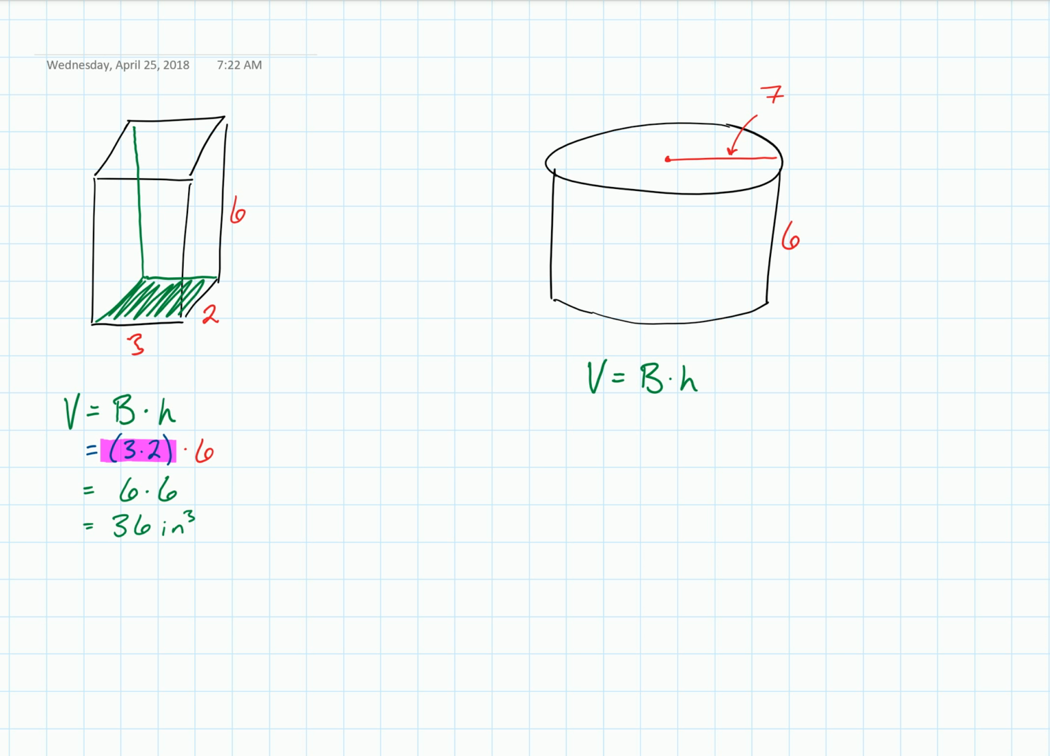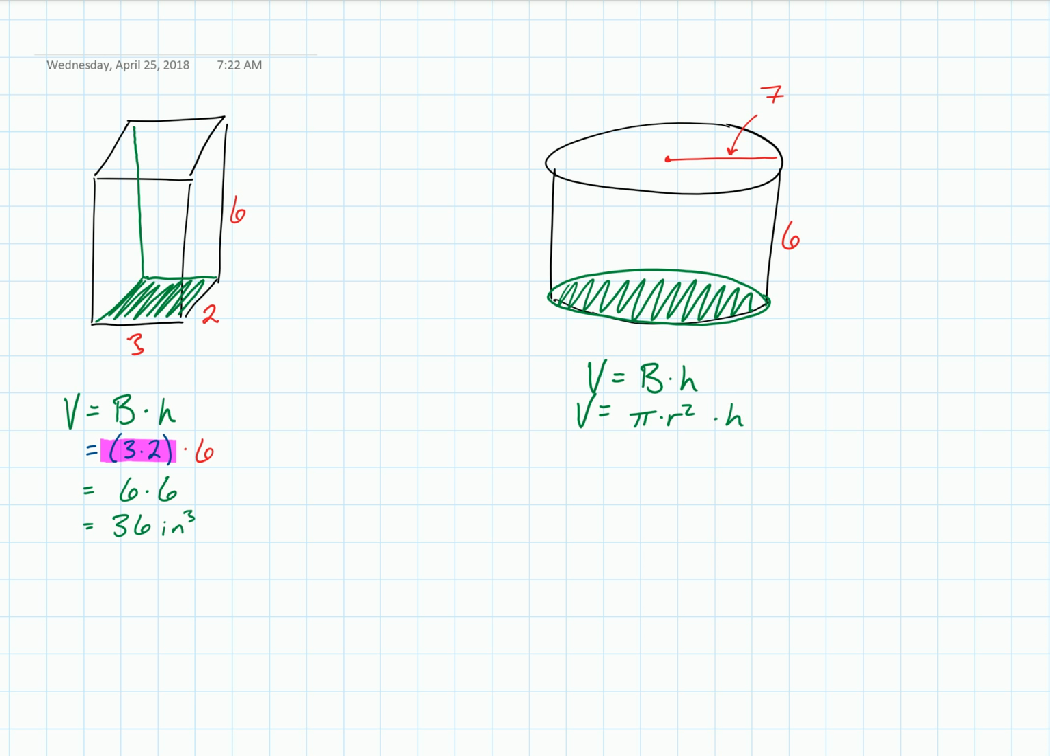The same method is going to work on the cylinder, but the only difference is we're not going to use length times width to find the base. In a cylinder, the base is a circle. And so what we need to do is use the formula for the area of a circle. And so we'll see here volume equals the area of a circle, which is pi times radius squared, and then we'll put that times h here.